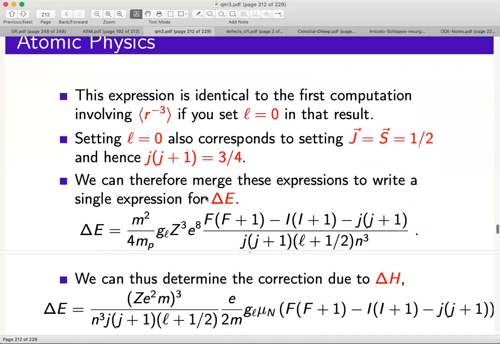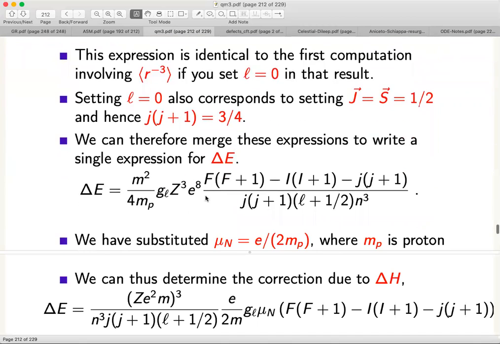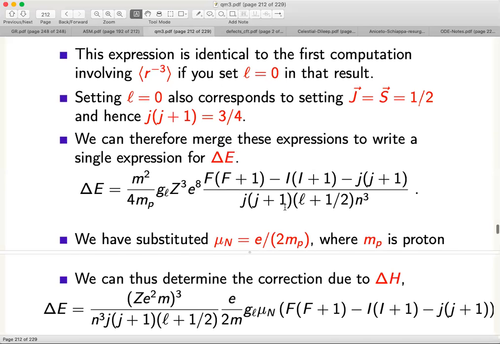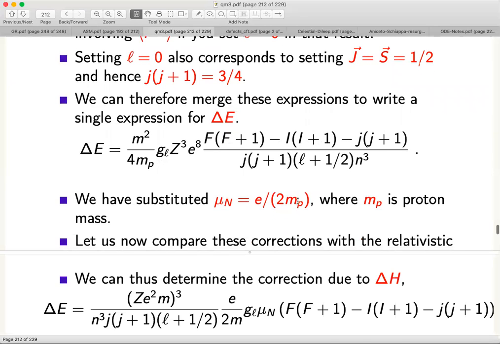So what we will do is just merge those quantities and write down the entire expression like this. Notice one thing, that I have written down Z. There's an e to the 6th term here and an e term here, so it should have been e to the 7. But then the nuclear magnetic moment can also be written as e upon 2 times the proton mass. So if you write it in terms of that, then you get a Z cubed e to the 8 sitting around there.